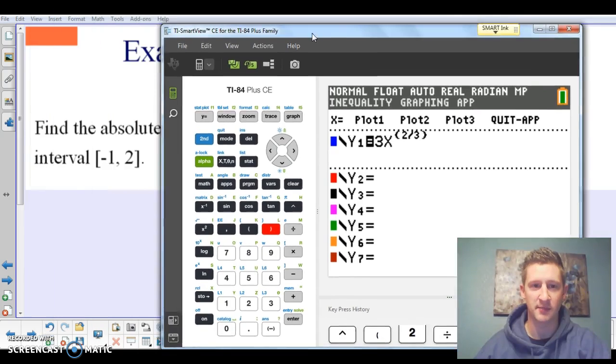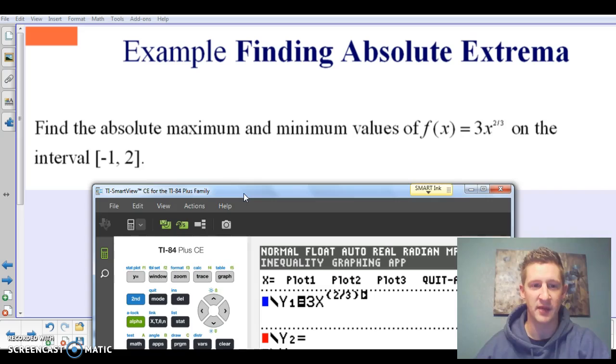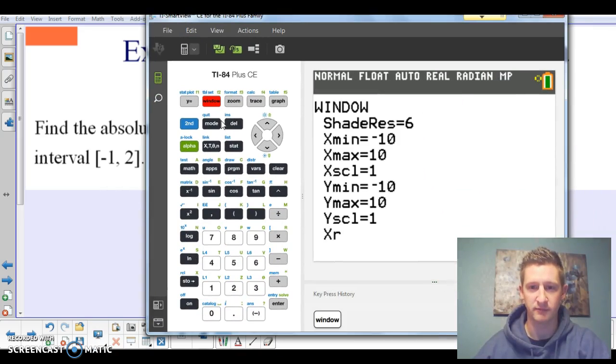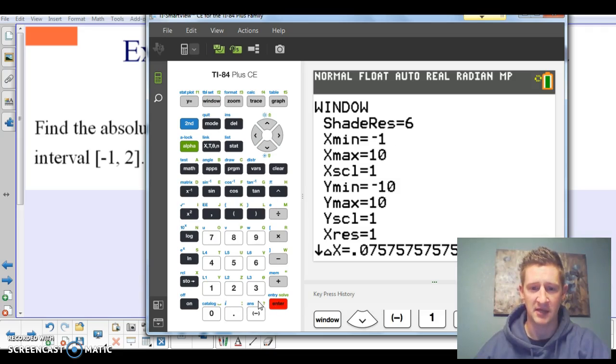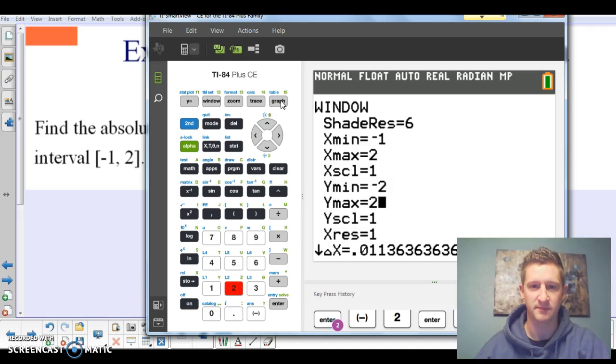I'm also going to set my window so that it matches that interval. So it's on the closed interval from -1 to 2. Before I graph it, I go to Window, set my x minimum to -1, my x maximum to +2. For a scale, 1 is probably fine. For a y minimum and y maximum, I'm going to assume these are pretty small values, so I'll go with -2 to 2 to start with and see what happens.